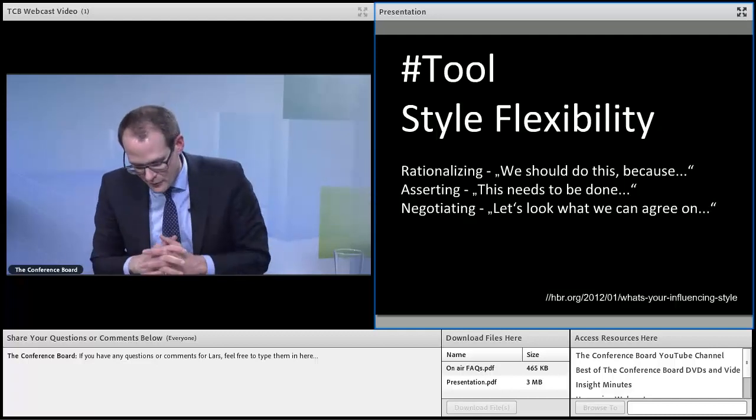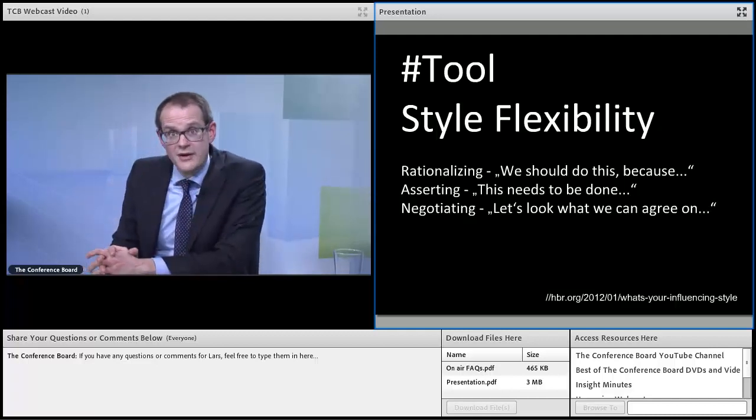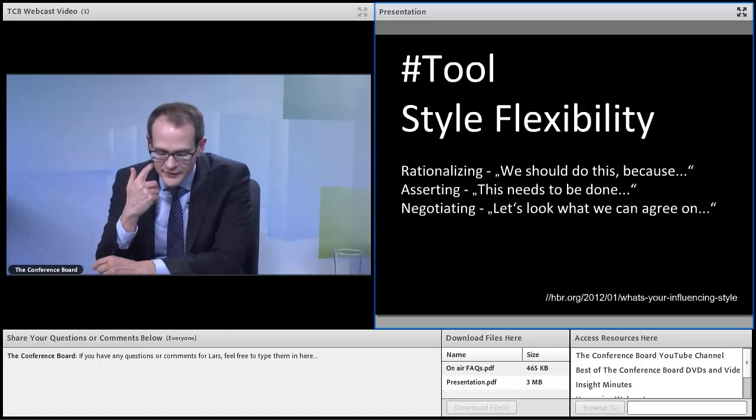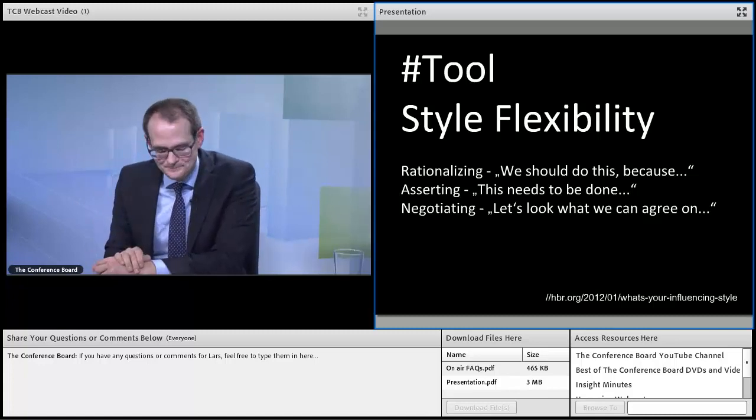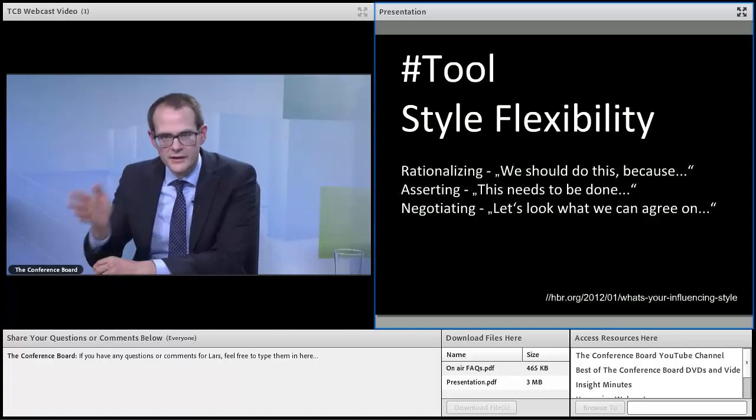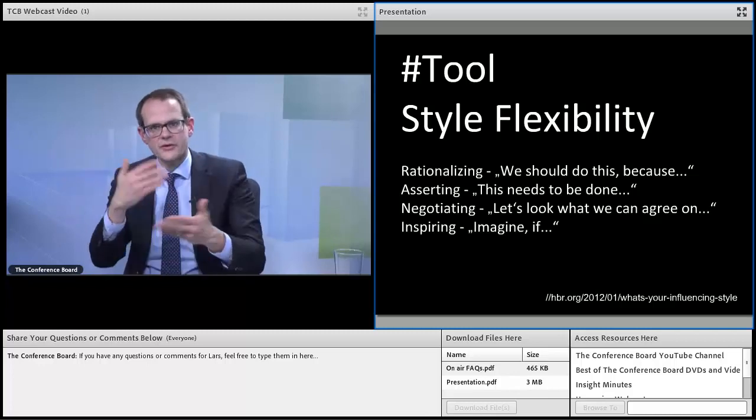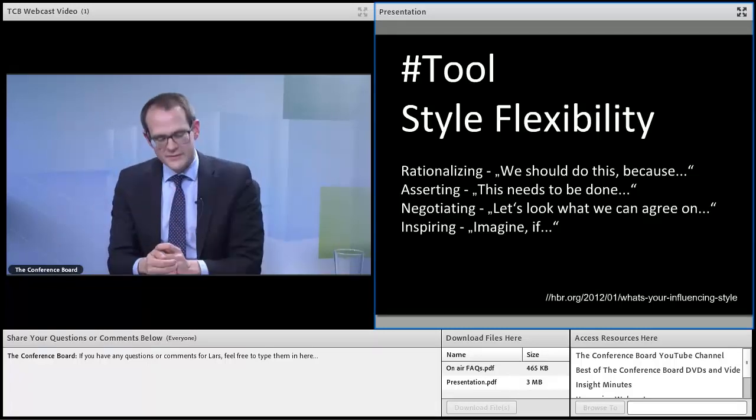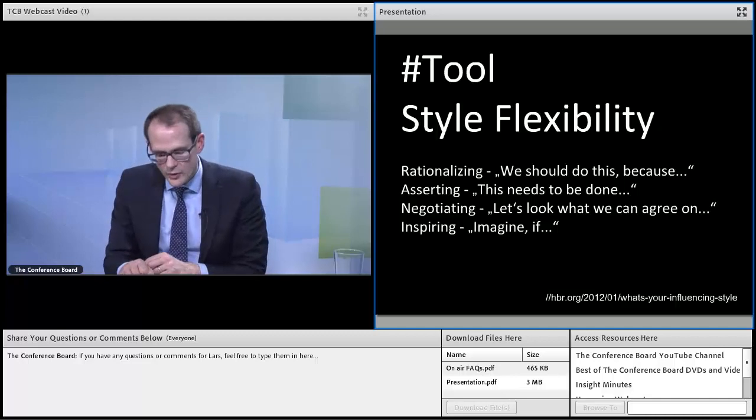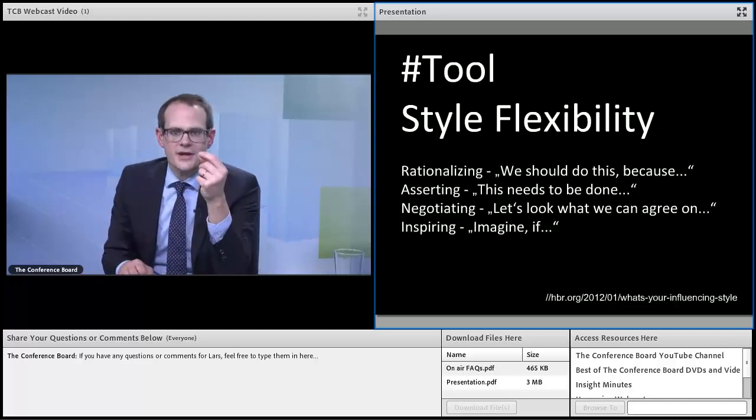And in this model, again, I put the link down there. I can highly recommend you read further and follow up on this one. There's also the negotiating style. Negotiating style is not only saying that you need to do that, but okay, let's try to see. It's the classical give and take, basically. And the last one is what is called the inspiration style.